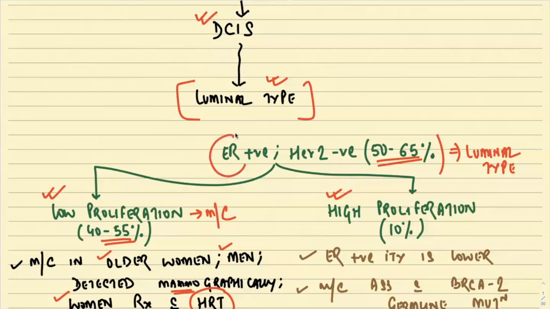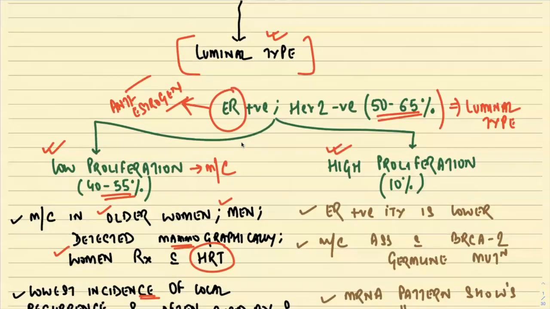So what do I think about ER positive? ER positive means that they have positive estrogen receptors. So if I am giving any anti-estrogen to the patient, then the patient responds to the therapy. Those breast carcinomas which are positive for ER will respond to the hormonal therapy, that is the anti-estrogen therapy. For example, tamoxifen that we use is an anti-estrogen drug.